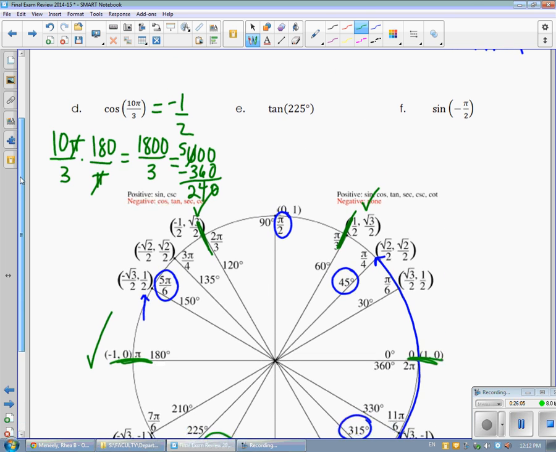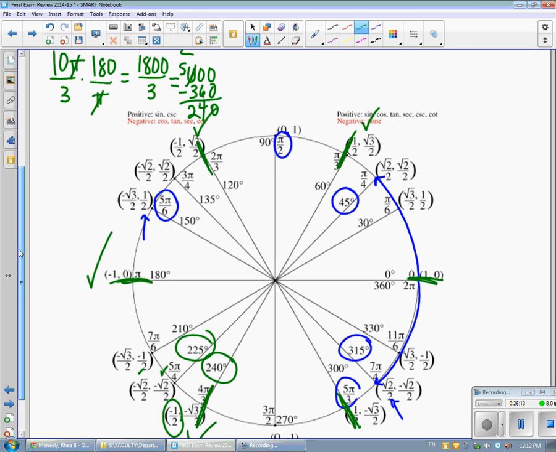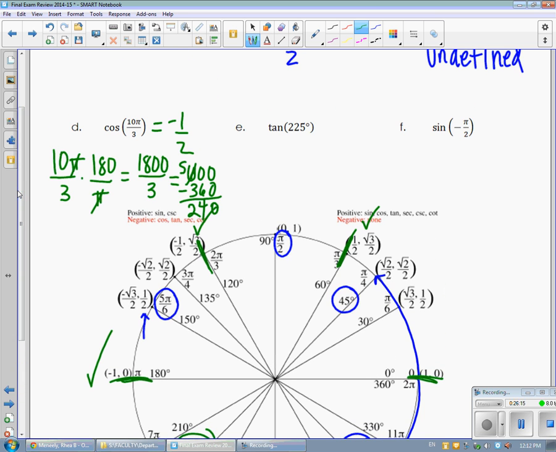Letter E, we're looking at the tangent of 225 degrees. So here's 225 degrees. The tangent, remember, is going to be y over x, the negative square root of 2 over 2, divided by the negative square root of 2 over 2.